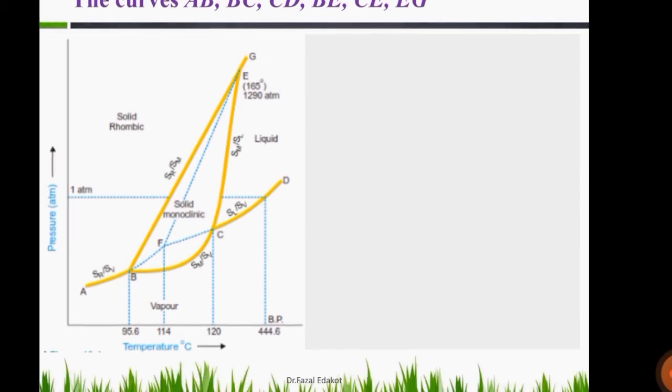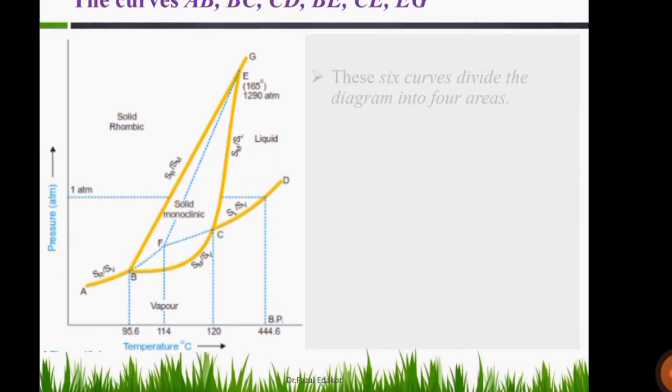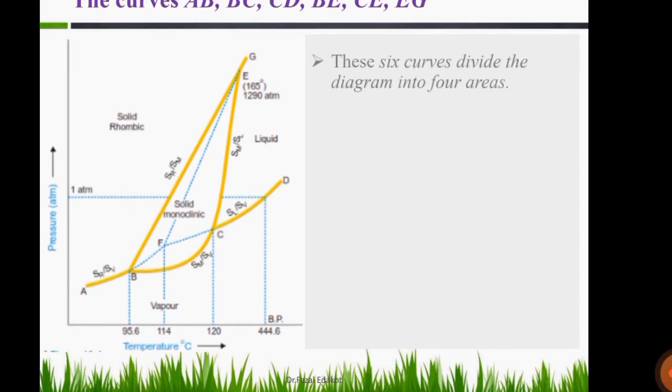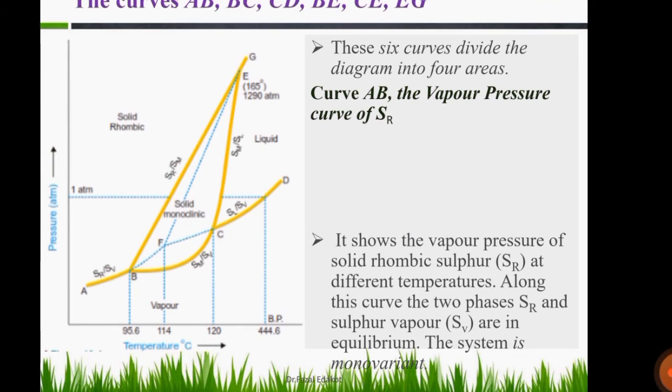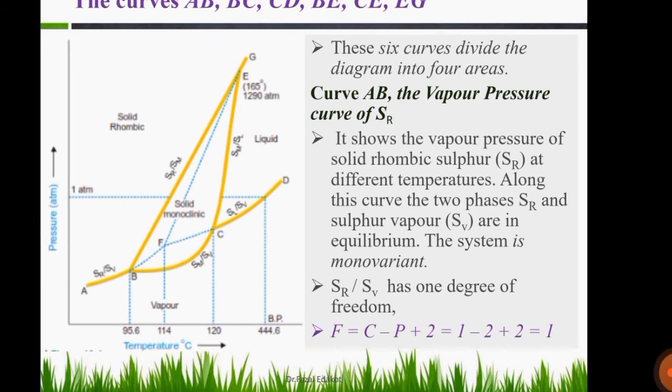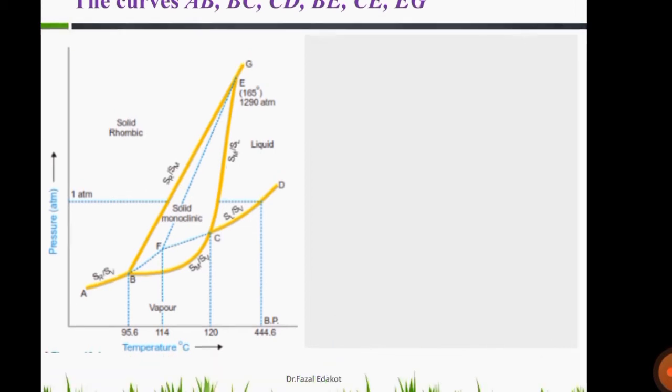The curve AB is the vapor pressure curve for SR, rhombic sulfur. It shows the vapor pressure of the solid rhombic sulfur at different temperatures. Along this curve, the two phases, SR and sulfur vapor, are in equilibrium. The system is monovariant. You don't have to worry about anything. You have to identify which curve it is, look at what is on the right hand side of the curve and what phase is on the left hand side. You have to just keep writing.